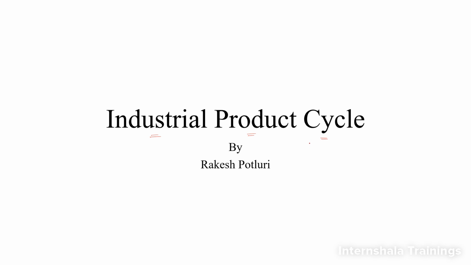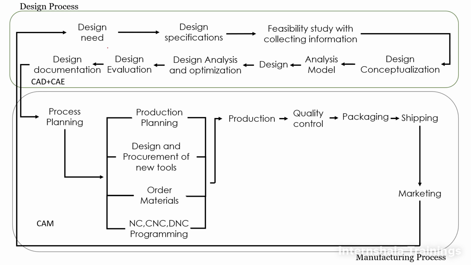So what are all the steps or different stages involved from designing a product to the end manufacturing of the product and sending it out? All these steps come under the industrial product cycle. This industrial product cycle consists of two main phases. One is the design phase, and the second one is the manufacturing phase.